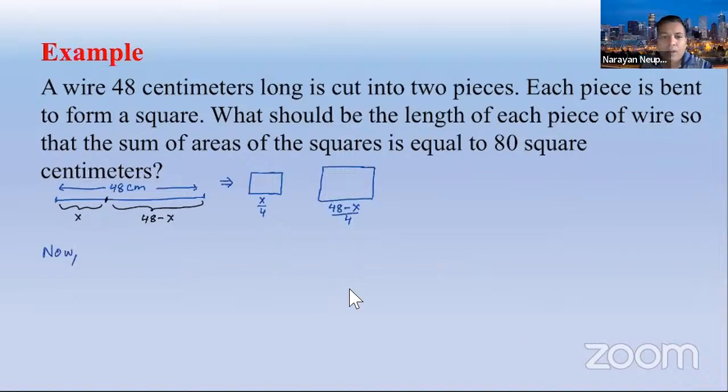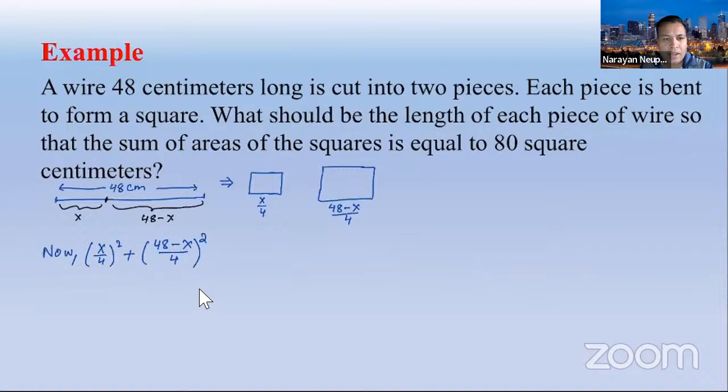So now, to find the area of the square, we have to square the side. Side squared will give you the area. So here, the side of this square is X over 4. So the area of this square will be (X over 4) squared. That is the area of the first, plus the area of the second. Here is the second square. If you try to find that, it will be ((48 minus X) over 4) squared. So if you square that, you will get the area of the second.